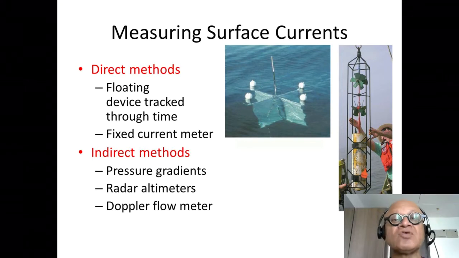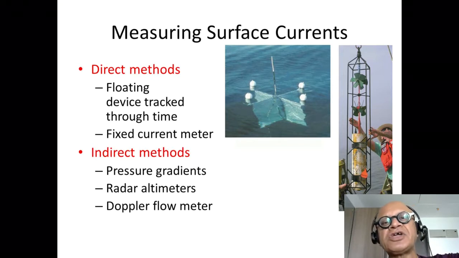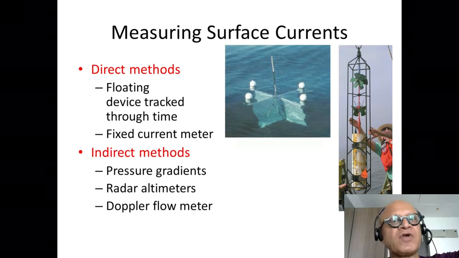centimeter per second. Most of the ocean currents are of the order of centimeter per second, as we will see later on. The other one that's shown here with a propeller and a cage is a fixed current meter. So you would fix this contraption to something near the coast or somewhere in the middle of the ocean, and as the water flows through this propeller, the propeller converts the signal to a current, again in centimeter per second or some other unit.